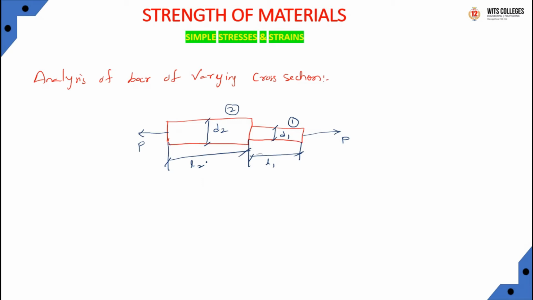We have to find out the stresses induced in this varying cross section bar, as well as the elongation. How do we find that? It is simple. We divide the section into two parts because there are two different diameters. This is part 1 and this is part 2. We find the stresses and elongations individually for every part, and then add section 1 and section 2, then we get the total stress and elongation in that varying bar.